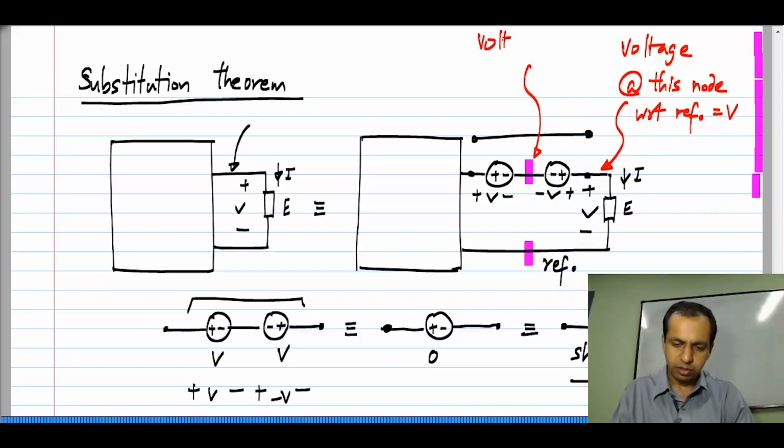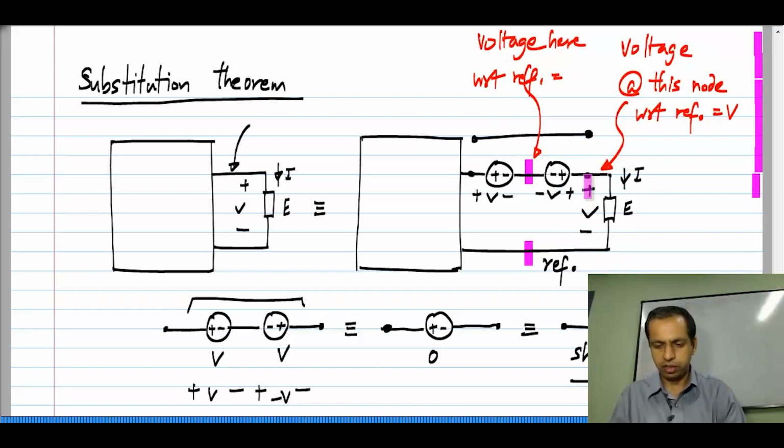So, the voltage here with respect to the reference node equals a rise of V minus V due to the fall, which equals 0. So, these two nodes highlighted in pink have 0. The reference by definition has 0 voltage, and this has the same voltage as this reference, which is also 0.